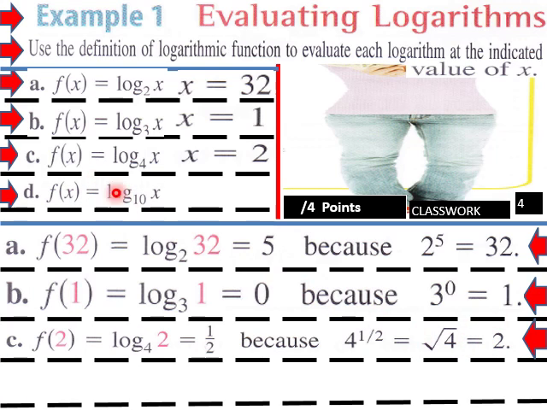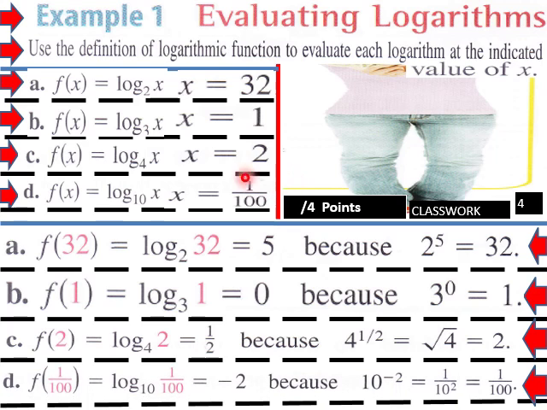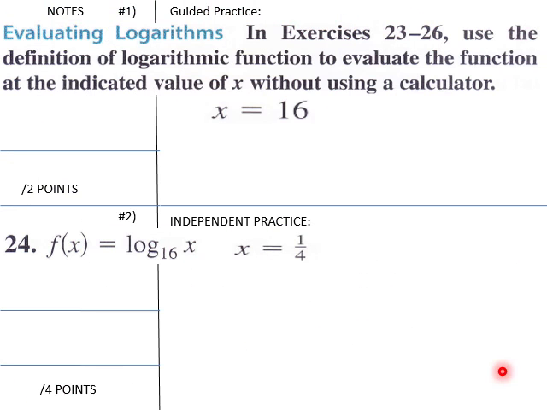And then f of x equals log base 10 of x. In this case, we're going to say x is 1 over 100. So f of 1/100 would equal log base 10 of 1/100, which would equal -2, because 10 to the -2 power would be 1 over 10 squared, which would be 1 over 100.